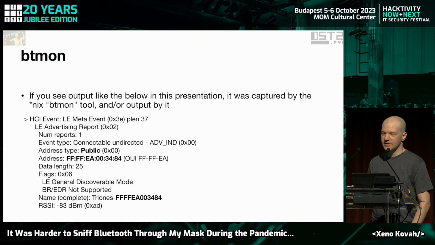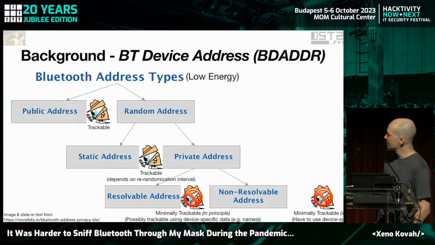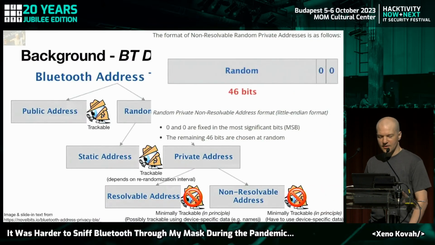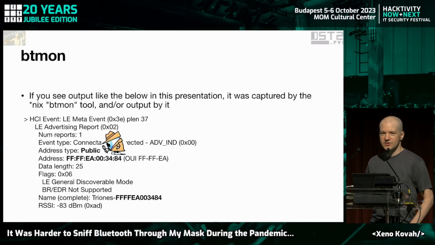Now, when you see information like this in this presentation, this is just from BTMon. I don't know, does that animation actually work? Oh, yeah, it is on yours. Okay. So BTMon is the Linux tool that will capture information going between Bluetooth devices and the operating system. And so, for instance, it says something is public like that, and if you see public, and if you see this little tracking eyeball, that means that that device is trackable.